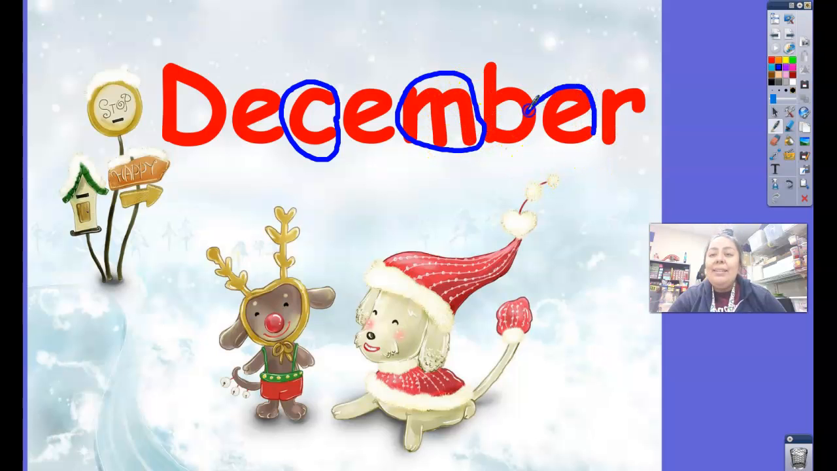What is this letter? It's letter E. E makes the sound for elephant. And what is this letter right here at the end? It's letter R. R makes the sound for rain. Now let's take a look at a new letter.